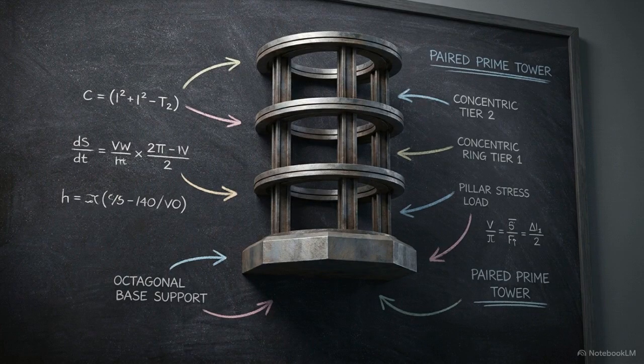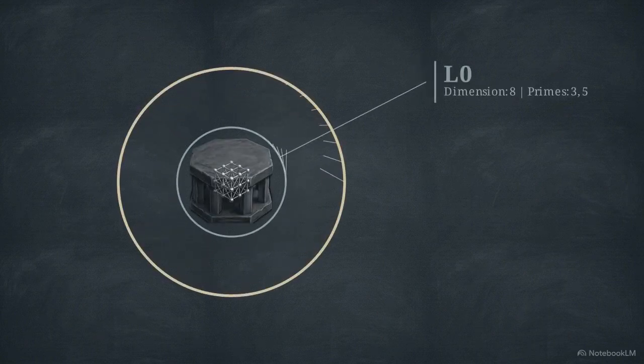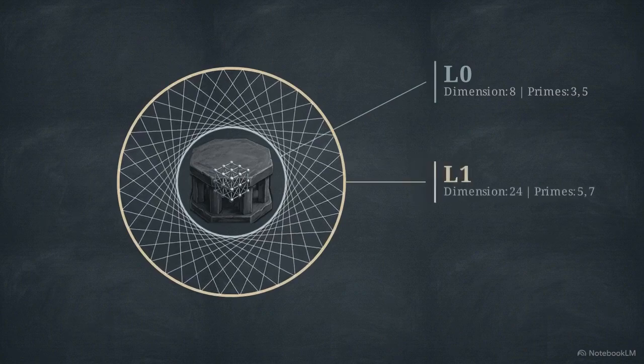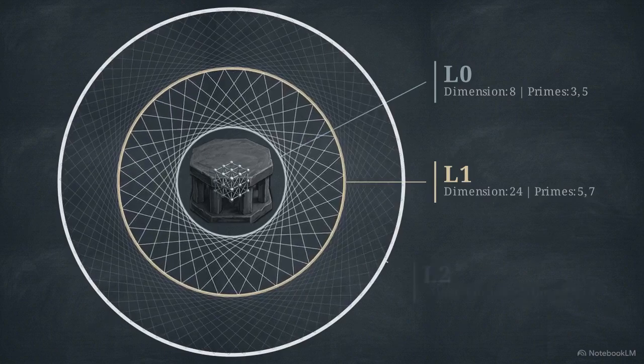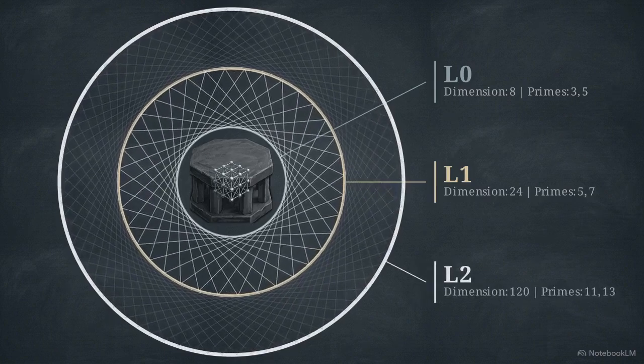Complex operations require scaling beyond a single 8-dimensional space. The architecture expands vertically using the paired prime tower of BABEL. Level 0 operates within the 8-dimensional E8 lattice via primes 3 and 5. Level 1 expands to 24 dimensions using the Leech lattice and primes 5 and 7. Finally, Level 2 scales into the 120-dimensional Craig lattice.